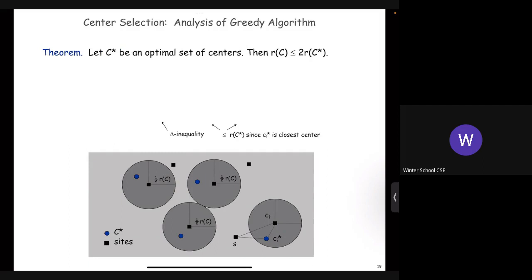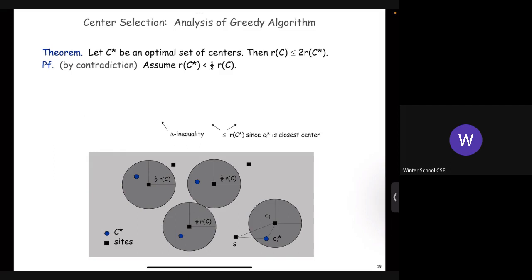I want to see that the covering radius with respect to C star and the covering radius with respect to C are not too far away. And how do I prove this? I am going to assume that the covering radius of C is more than 2 times the optimum. If that is the case, let's look at every point in our center set and draw a ball of half radius around these. So you understand what I'm doing? I said, suppose this statement is not true, and the covering radius of the centers we have provided is more than twice the optimum. If that is the case, let's just draw the half balls around each of these guys.